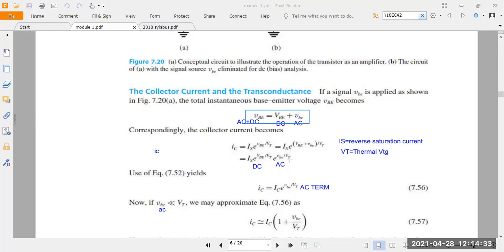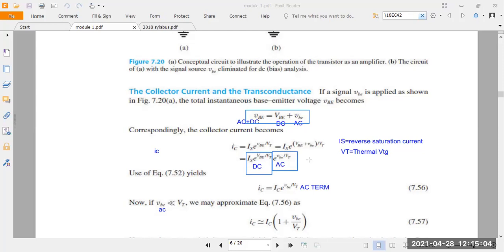Exponential terms have to be multiplied here. You'll get IS into e to the power of VB divided by VT into e to the power of vb divided by VT. You have to separate DC and AC terms. This one is the complete DC, and this one is the complete AC, for the AC output current.